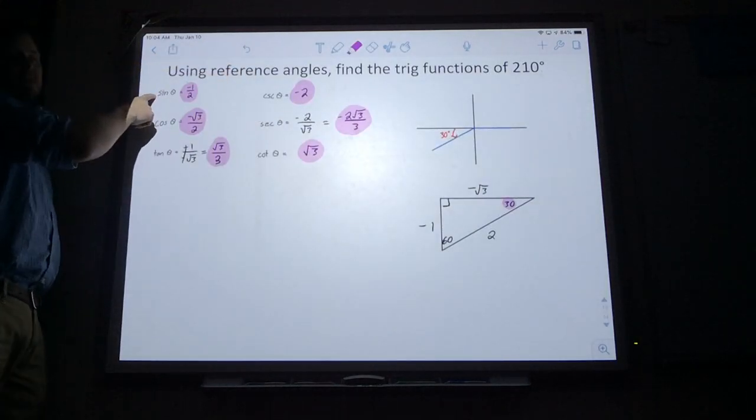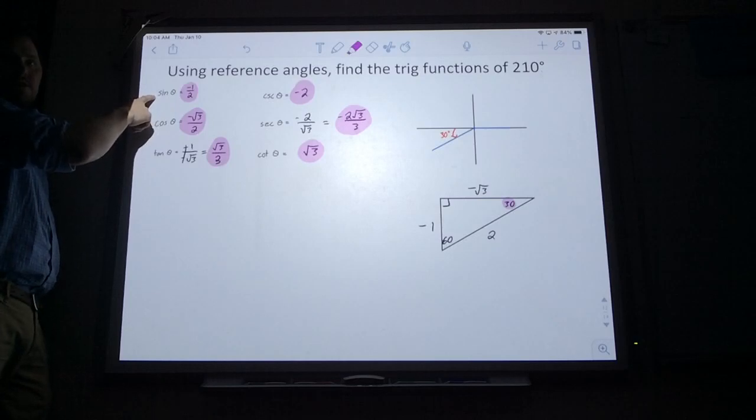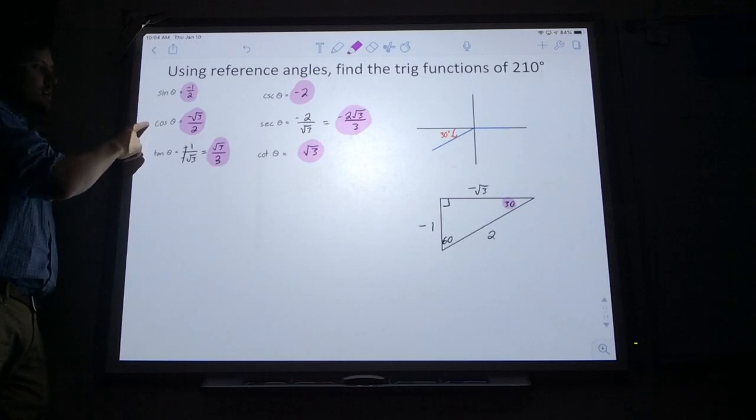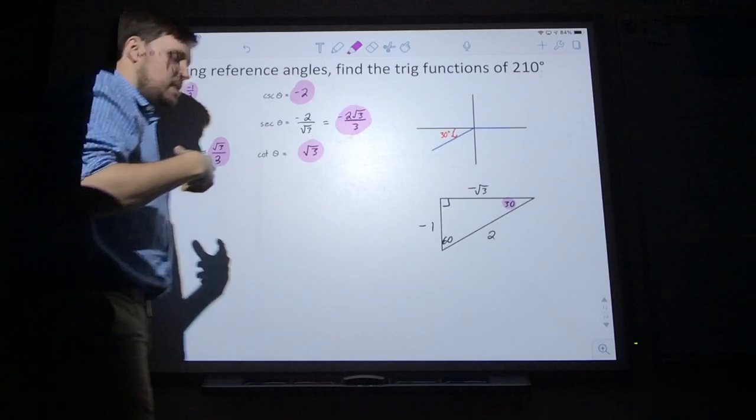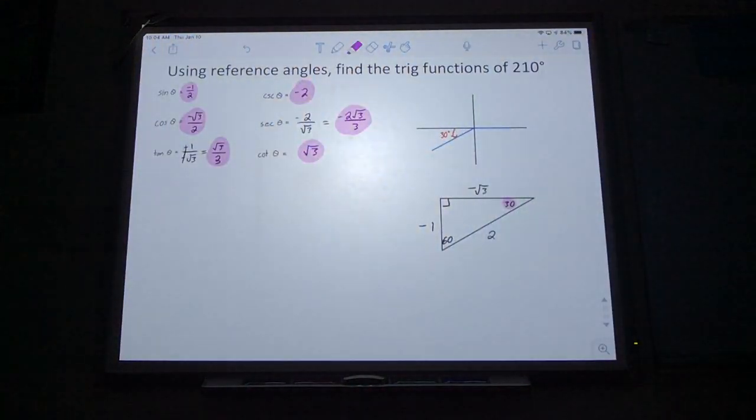What letter is associated with sine, x or y? Y. Remember, sine is y, cosine's x. Okay? And then this is just your slope. This is your y over x. So another way to know that, instead of memorizing that table with all the pluses and the minuses on it, is you just think about your graph.